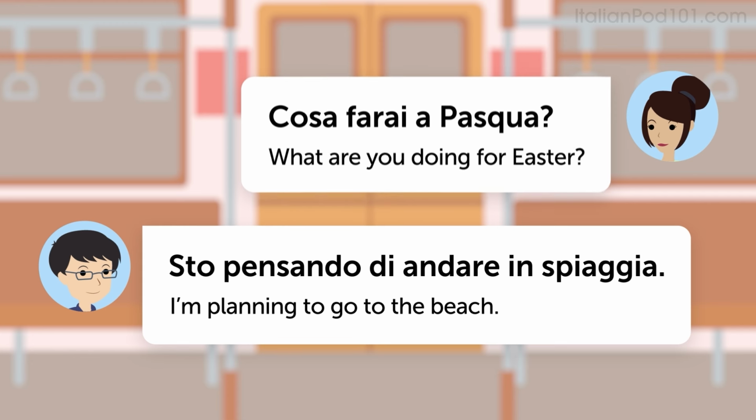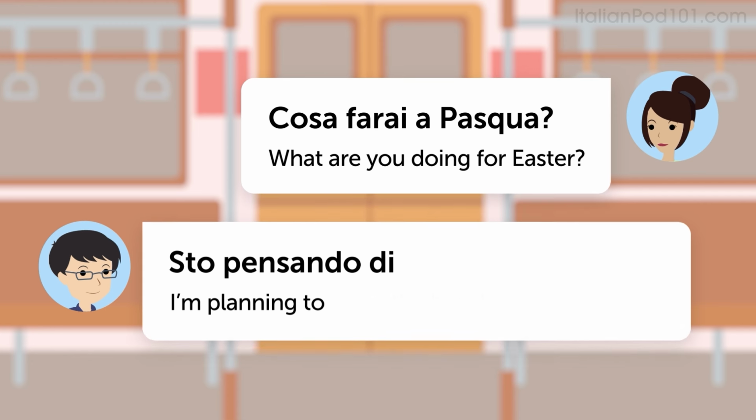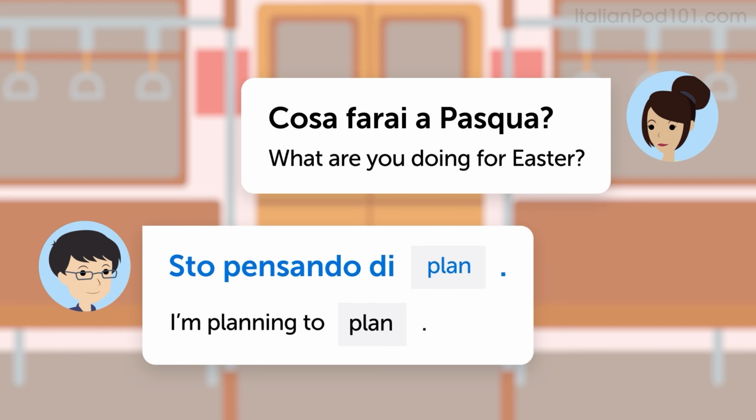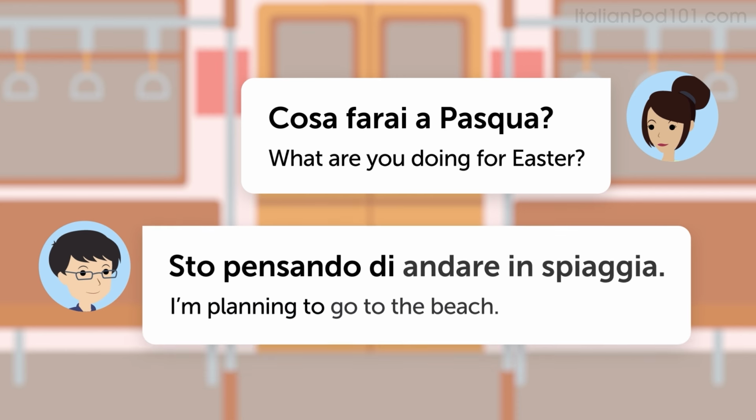Now, how do you answer this question? The pattern is, Sto pensando di plan. This Italian sentence literally translates as, I stay thinking of plan, but it means I'm planning to plan. For example, I'm planning to go to the beach. Sto pensando di andare in spiaggia.